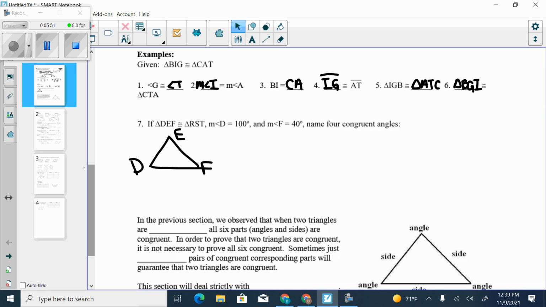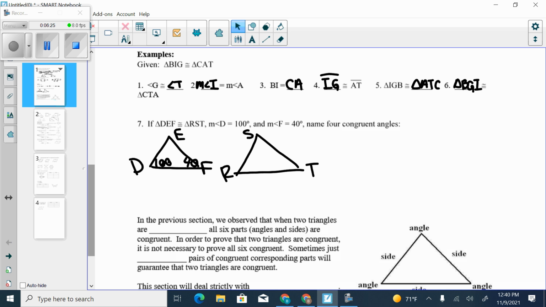All right, example 7 says we've got these two triangles, triangle DEF, that is congruent to triangle RST. Again, make sure that we list our vertices or our points in that same order for each figure. They then tell us that the measure of angle D is 100 degrees. So right here we got 100 degrees. And that angle F is 40 degrees. And they want us to list 4 angles that are all congruent.